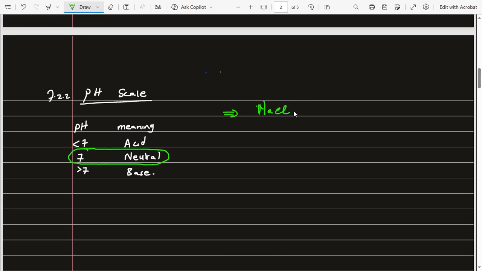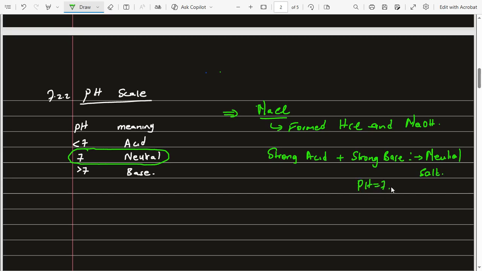Okay, so sodium chloride is formed from what? A strong acid, which is HCl, and a strong base, which is sodium hydroxide. So it has approximately a pH of 7. The tip that I'm going to give you is that if you react a strong acid with a strong base, you'll get a neutral salt. And neutral salts have a pH of 7. That's an exam tip that I want to leave you with.